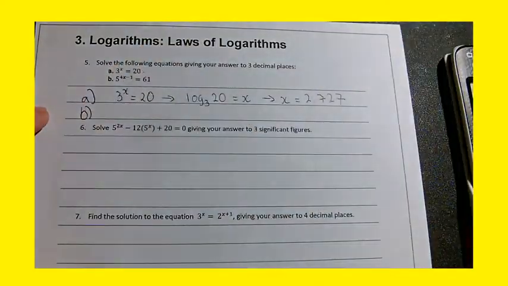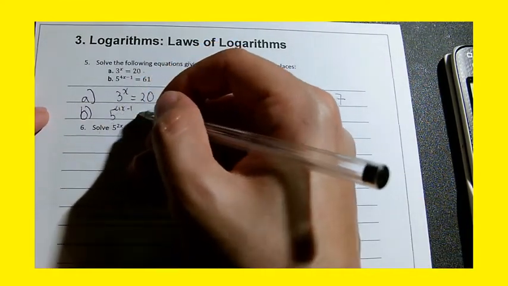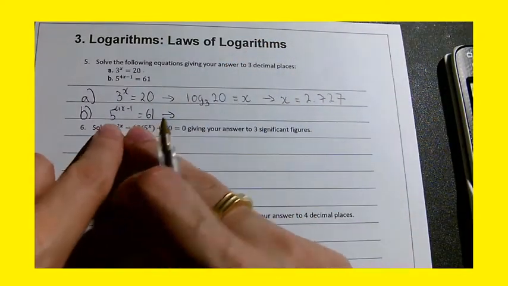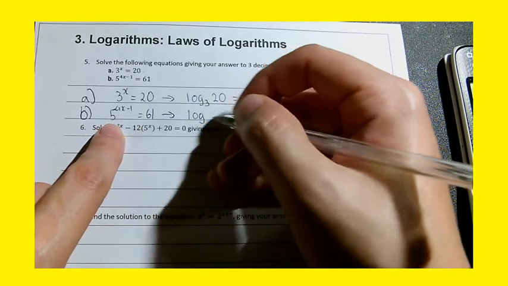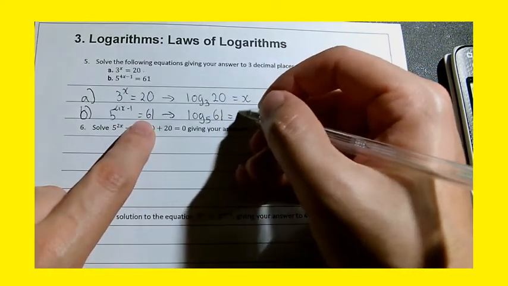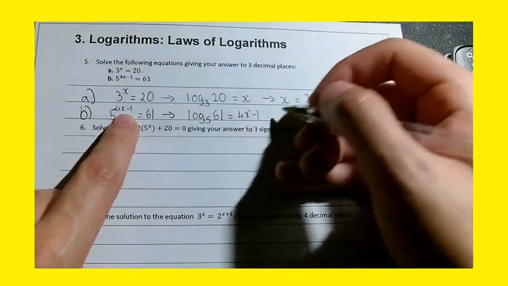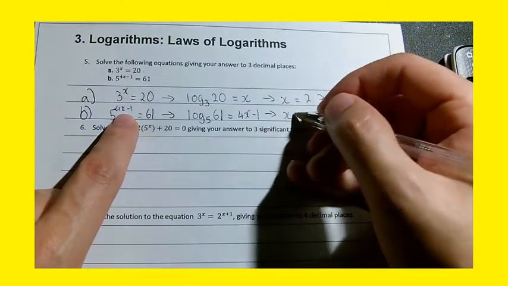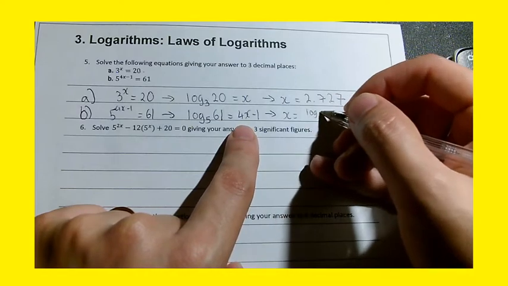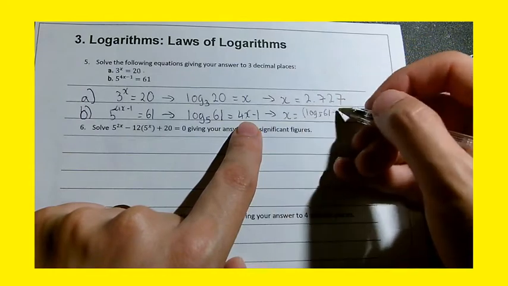So part B, I'm going to use the same skill. 5 to the power of 4x minus 1 equals 61. So that's exponential form at the moment. I'm going to go into log form. So the base will be 5. 61 will be the value inside the log. And 4x minus 1, the whole of that power, will go onto the right hand side. Now, the value of x, you just solve to make x the subject. So you go log base 5 of 61, add 1, and then you divide through by 4.